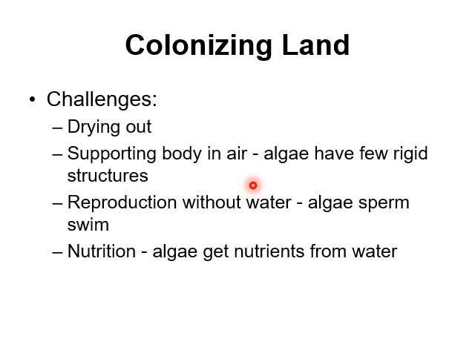Okay, another key issue would have been reproduction. The sperm of algae swims through water, but sperm cannot swim through air, right? It would be pretty terrifying and disgusting if it could swim through air, but it can't. So essentially, those early first plants had to evolve ways of reproducing without the benefit of water that algae can swim in.